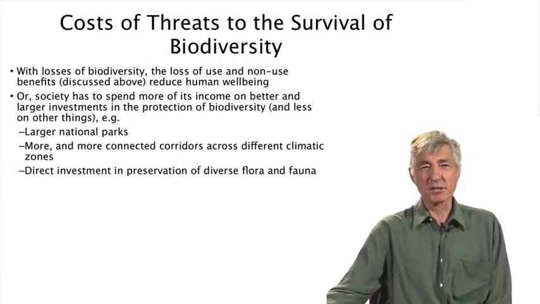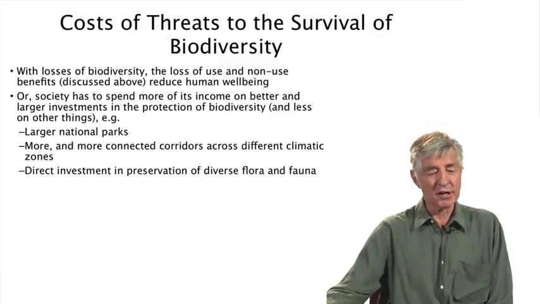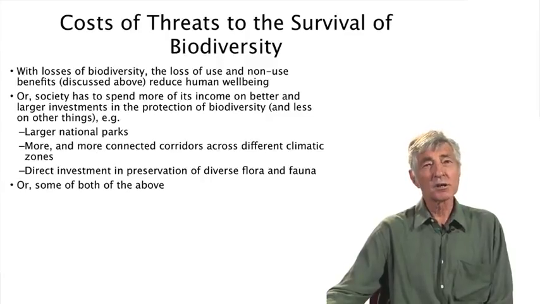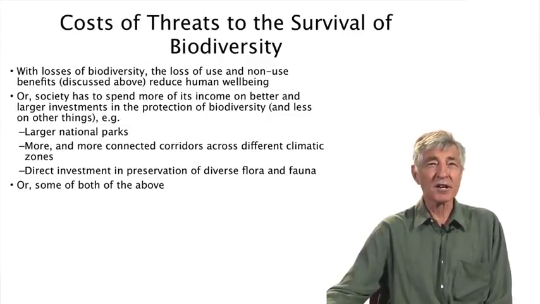Or we're going to have to spend much more money with biologists, zoologists and so on, helping to preserve diverse flora and fauna. So whenever they look threatened, we move them around, we help them to breed and sustain themselves. And in general, we probably will have to do some of all of the above. What these mean collectively is that climate change threatens our biodiversity, we value it, and if we want to maintain it, we're going to have to spend more money. And that's an extra cost of climate change.